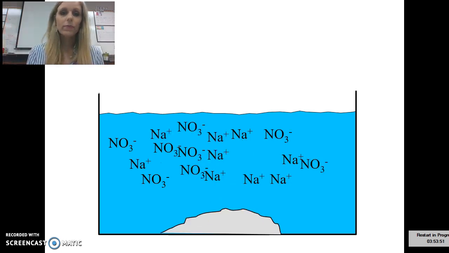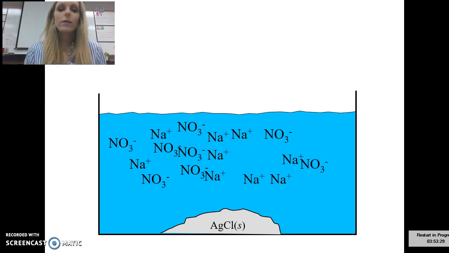Okay, once all of the silver chloride has reacted and formed all of the precipitate that it can, all you have left are these sodium and nitrate ions, right? And they're not going to form a precipitate. They stay dissolved in solution because they are soluble.